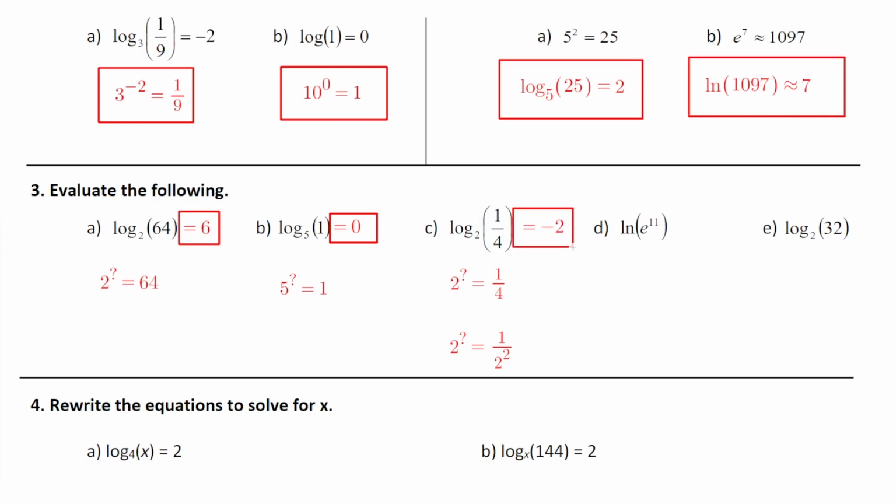Part D says the natural log of e to the 11th. Now the base is not explicitly written here, but it is implied to be Euler's number e. So e to what power is e to the 11th power? I think this one becomes a lot more obvious when you write it out like this. So, get in the habit of just thinking about these logarithms as trying to figure out what the exponent is. So if you have e to some power is e to the 11th, then this something would have to be 11.